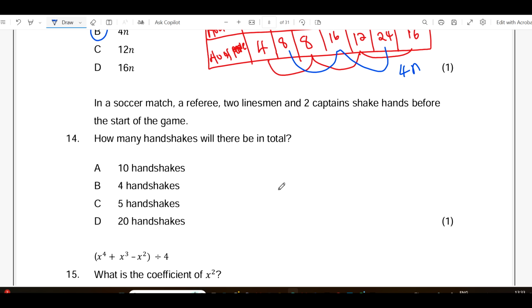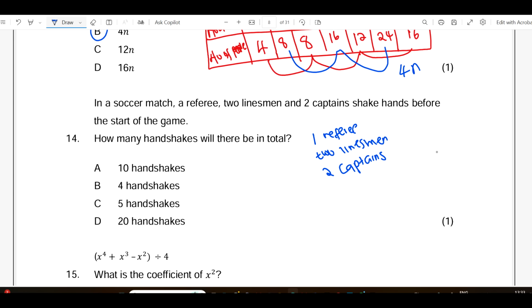In a soccer match, a referee, 2 linesmen, and 2 captains shake hands before the start of the game. How many handshakes will there be in total? It is a referee, 2 linesmen, and 2 captains.